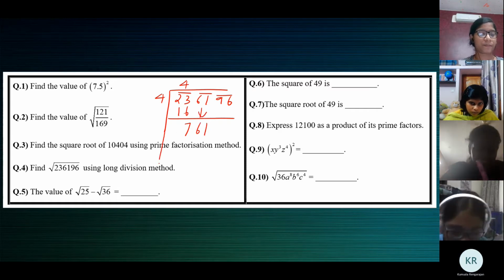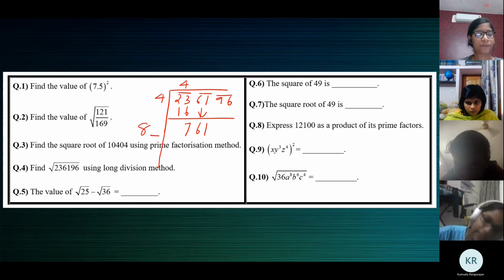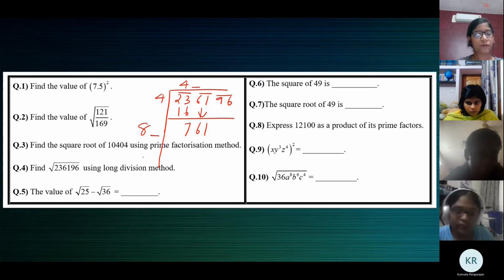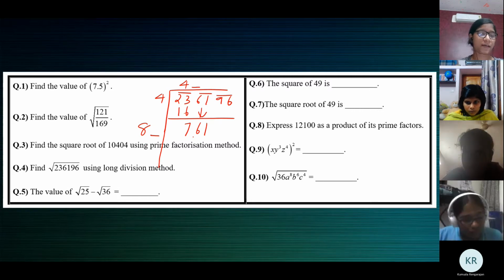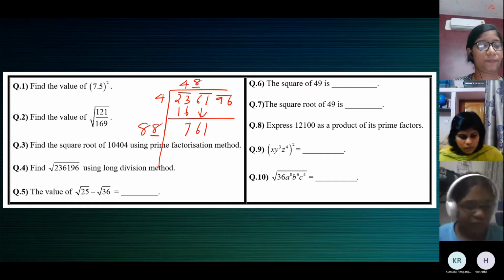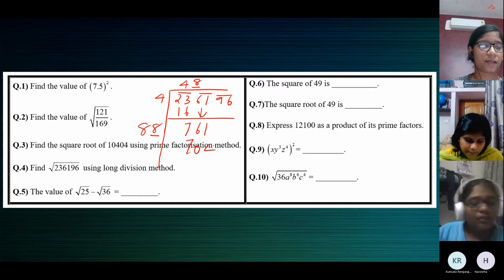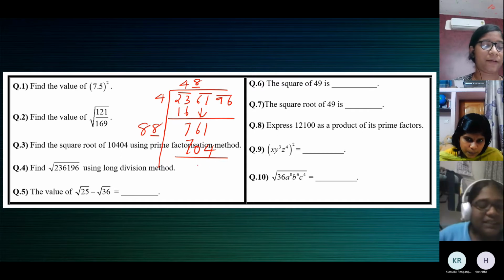Yes, ma'am. And after bringing it, we need to double the quotient, ma'am. So after doubling it, we will be getting 8, ma'am. And we need to multiply it until we get a number that is just less than 761, ma'am. So by multiplying 88 into 8, we'll be getting 704, ma'am. So that is just less than 761. And then after subtracting it, we will be getting 57, ma'am.